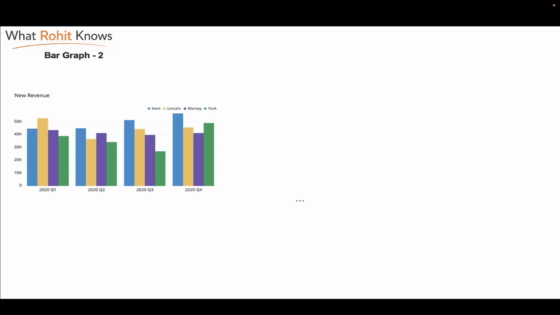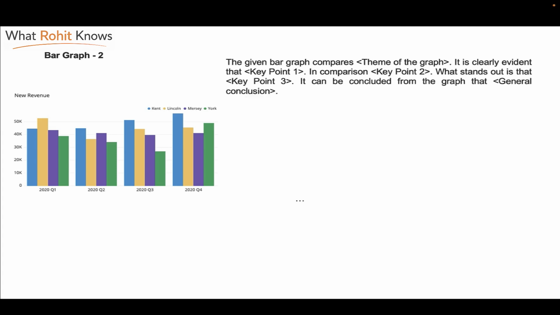But here you have multiple bars for each of the categories. So for example, for quarter 1, quarter 2, quarter 3, quarter 4, you have bars representing different locations: Kent, Lincoln, Mersey, York, etc. So this kind of question becomes more complicated because you not only have to cover each location, but you also have to cover each location in each of those quarters.